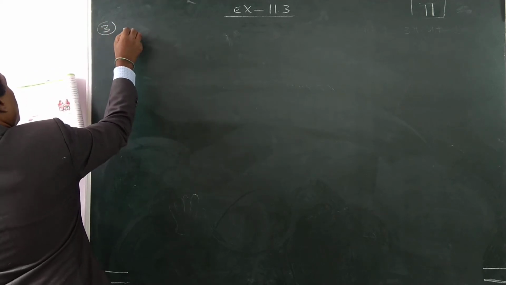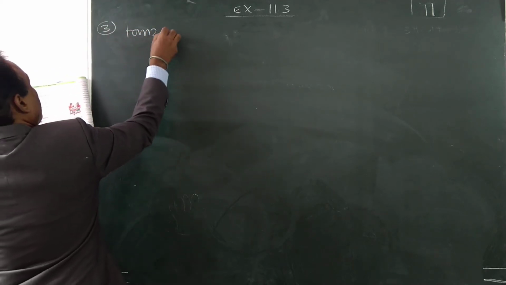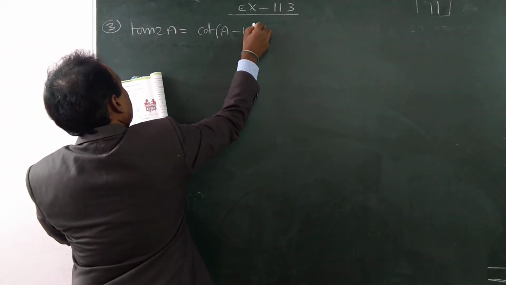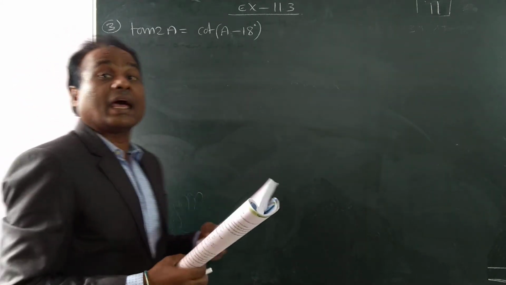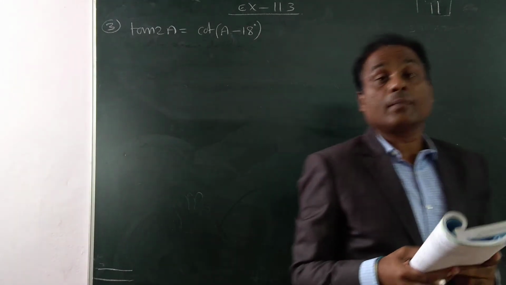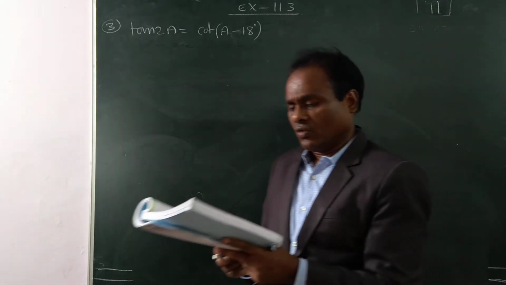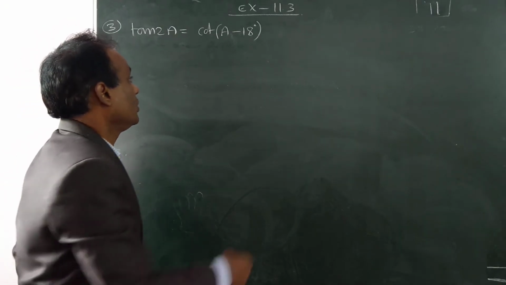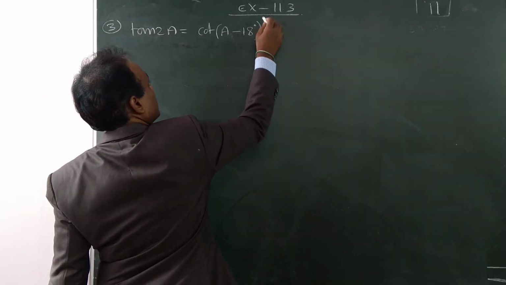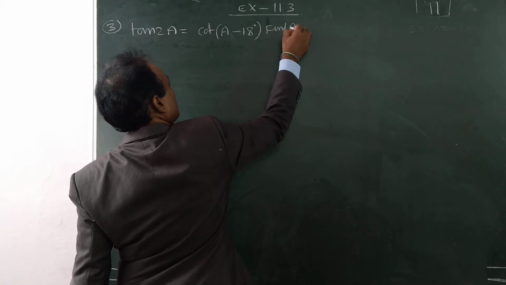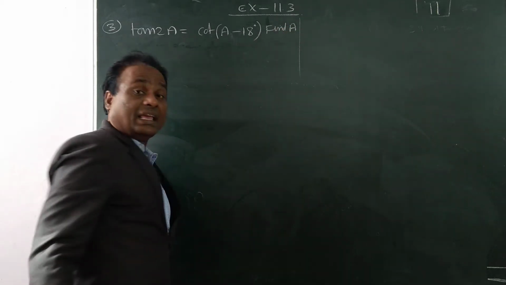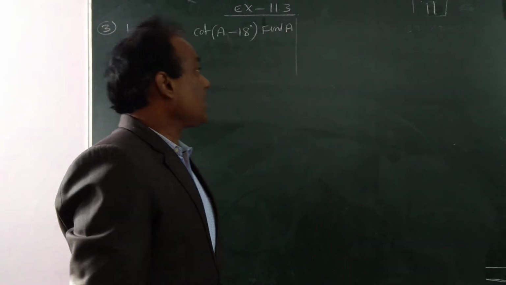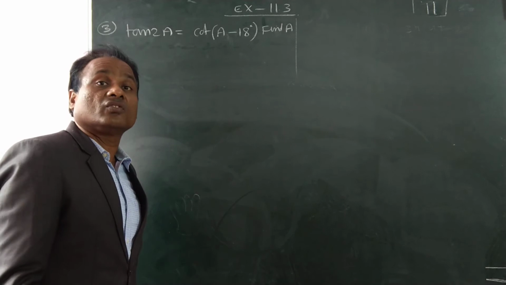The question is, if tan 2a is equal to cot of a minus 18 degrees, where 2a is an acute angle, find the value of a. This is the question. Find a. Tan 2a is equal to cot a minus 18. Find a. So that is the question.